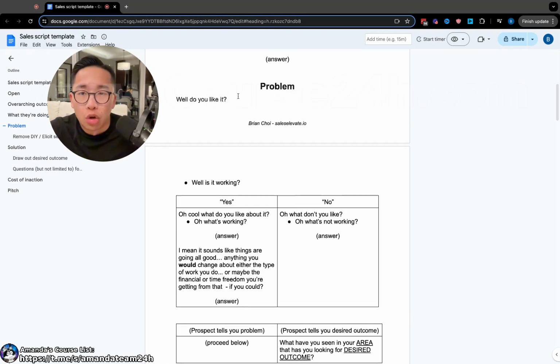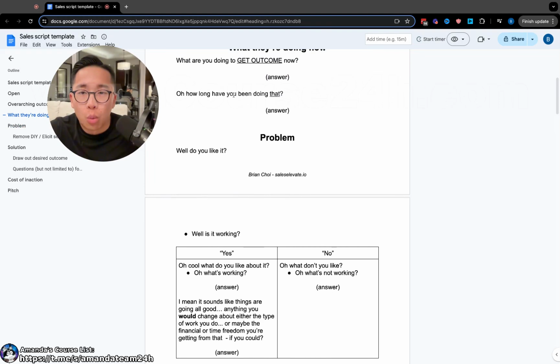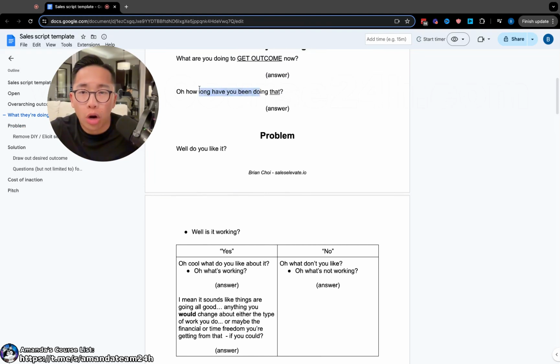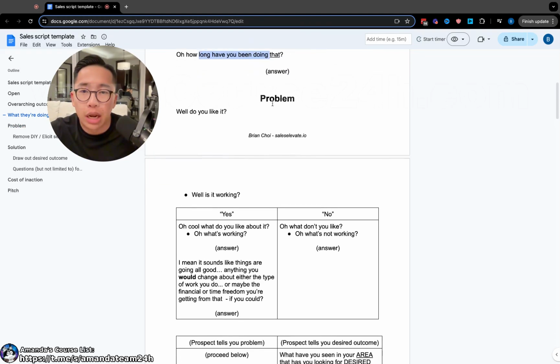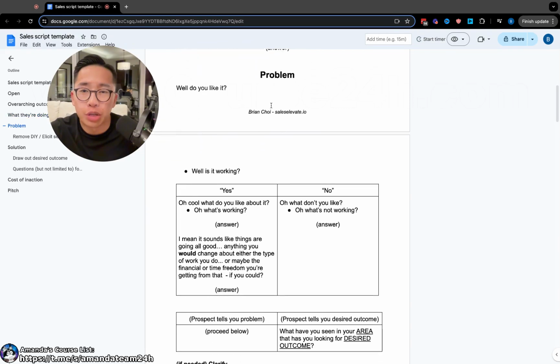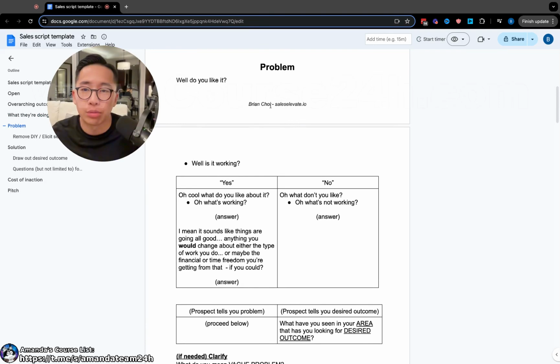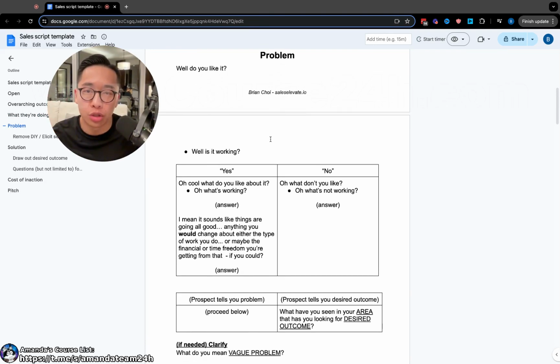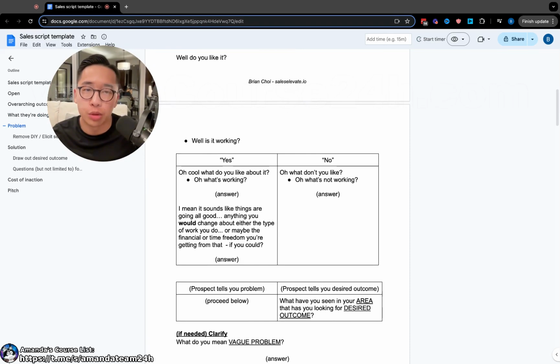Prior to this, what we help them realize is what they are doing now to get the desired outcome, right? The reason we do that is because from that, we can attach a problem to it. At that point, usually we'll ask one of two questions, depending on what you sell and the type of prospect you're talking to. Typically, you can ask, well, do you like it? Or you can ask, well, is it working? There are different variations of this.